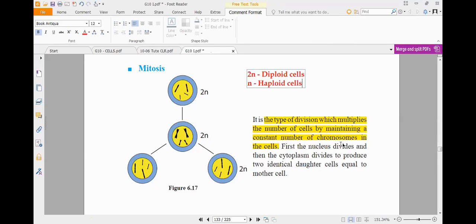Okay, 2n diploid cells, 1n haploid cells. You see, mitosis can be started either as 2n or n, whatever it is. Look at the diagram here. This 2n cell, after replication, it will be pairing up. Can you see that there are 4 chromosomes here? 2 long chromosomes, 2 short chromosomes are there, right?